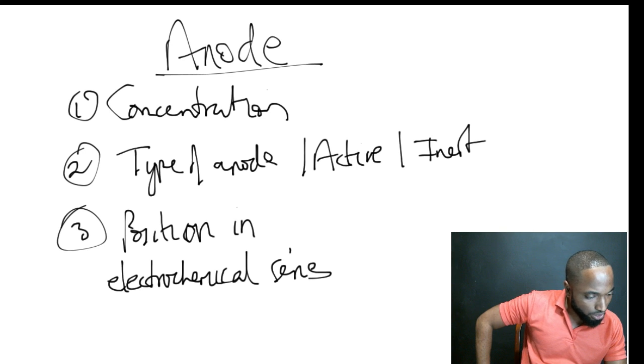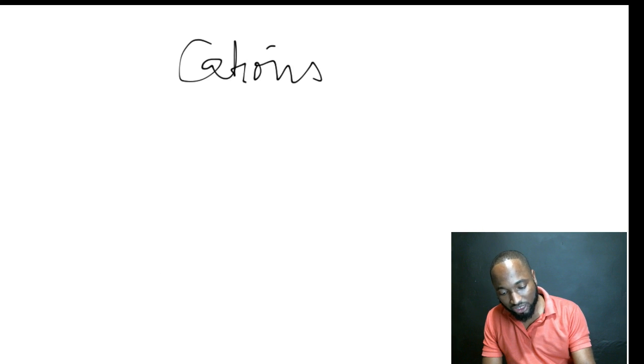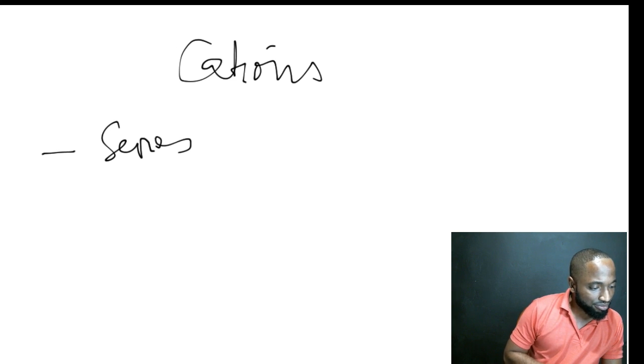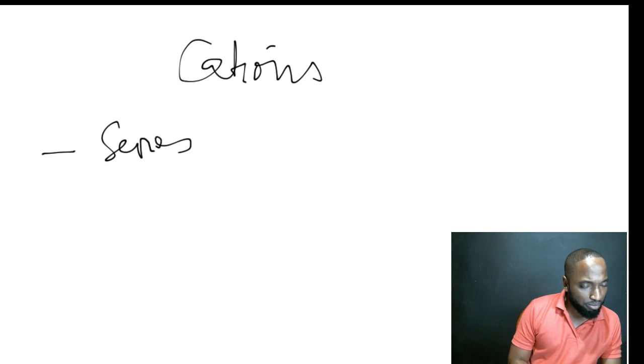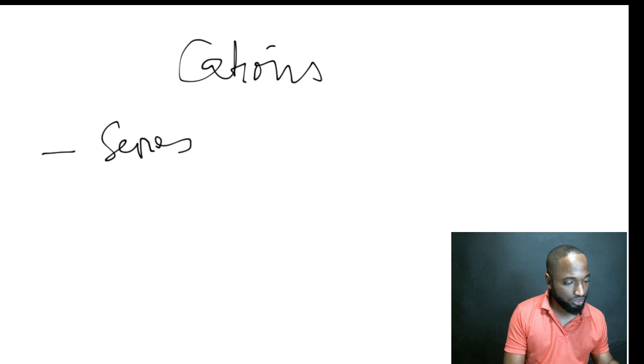Alright, so let's talk about the preferential discharge of cations. With cations, it's a little more simple. With cations, you just want to watch the series. By the series, I mean the electrochemical series, right? You don't get too much about concentration. You also may have to look at whether the electrode is active or inactive. We'll see when you do a question.